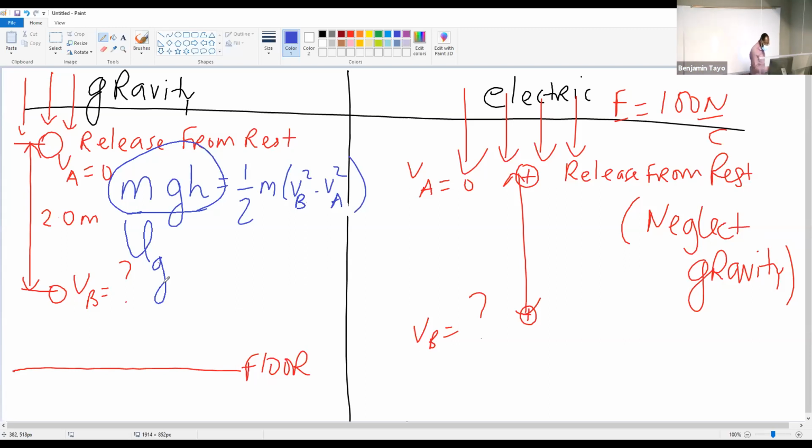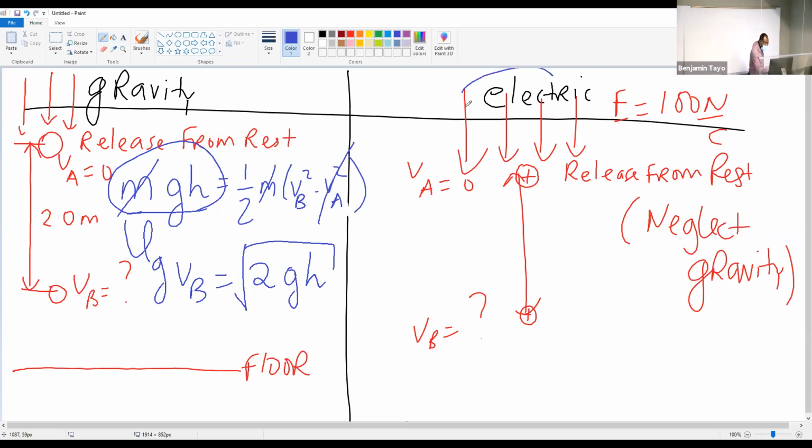So solving this equation, because VA is 0, you're going to get your VB. Now notice that the mass is going to cancel as well. So VB is going to be equal to the square root of 2 times G times H. I'm pretty sure that you've seen this equation from PSE 1. So that's how you calculate the speed at point B.